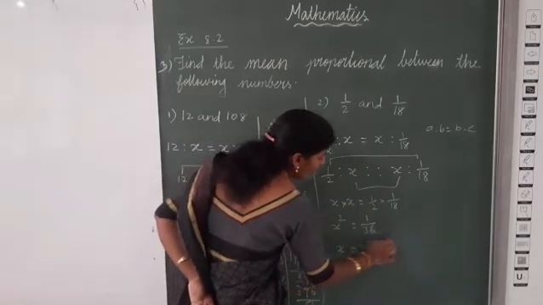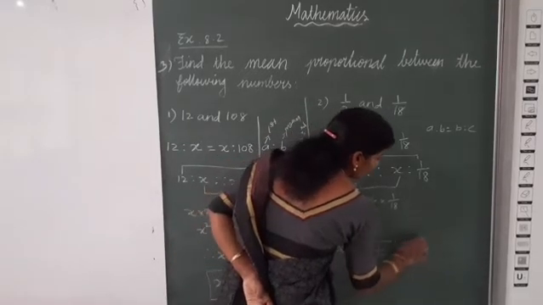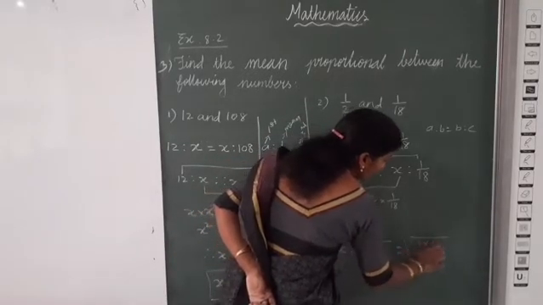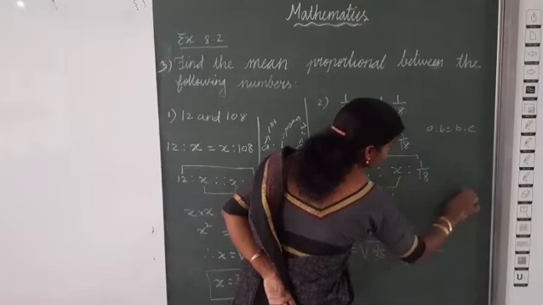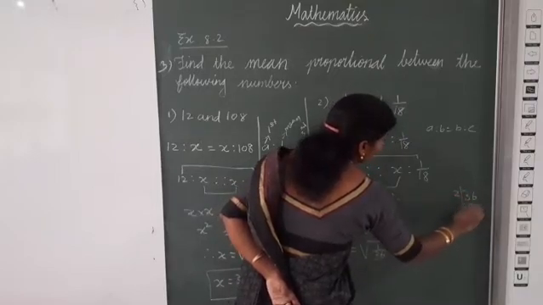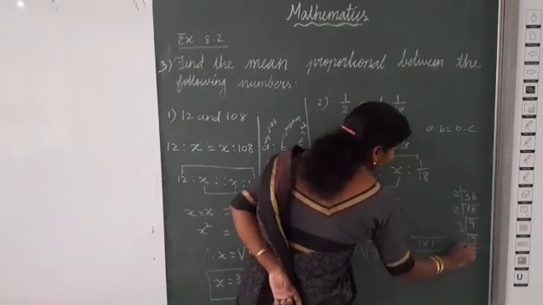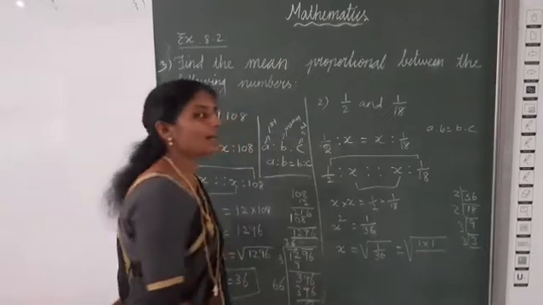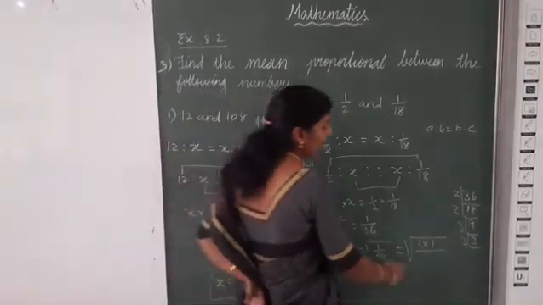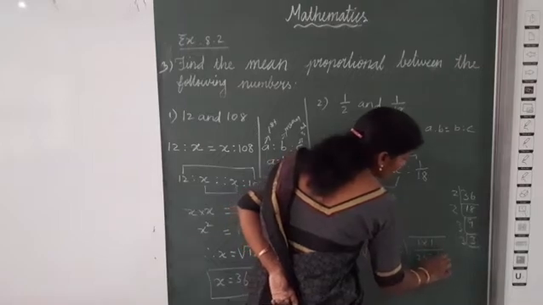Square root of 1 by 36, isn't it? Equal to square root of 1 into 1 divided by 36. What are the factors? 2 ones are 2, 2 eights are 16, 2 nines are 18, 3 threes are 9. Otherwise, we can take the long division method also. Any one method you can follow, 2 into 2, 3 into 3.